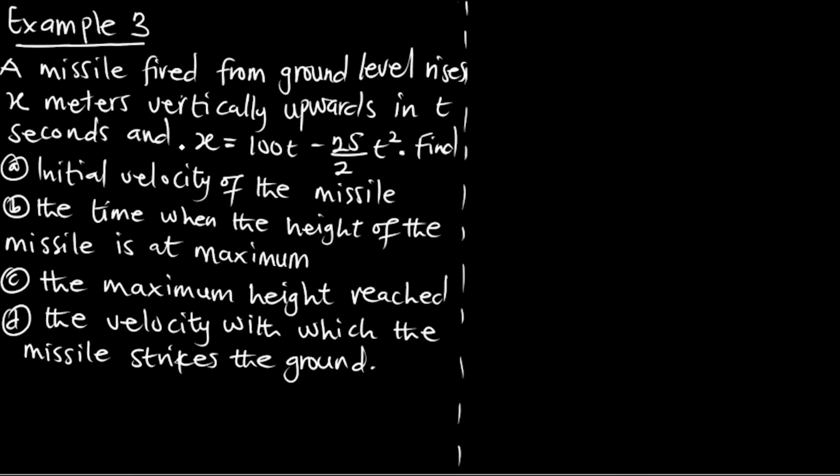We have a missile which is fired from the ground, and its distance x is given this way. So we have to find the initial velocity of the missile, the time when the height of the missile is at maximum, the maximum height reached, and the velocity with which the missile strikes the ground. Since I was given the distance, my distance x is given as 100t minus 25 on 2 t squared.